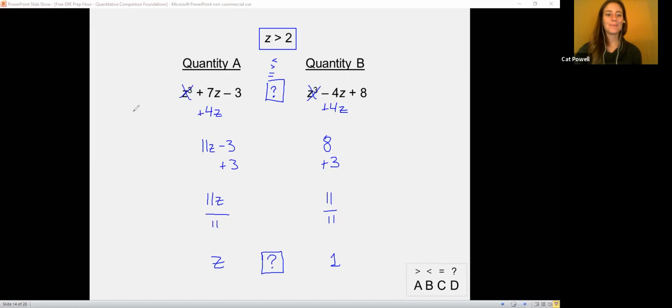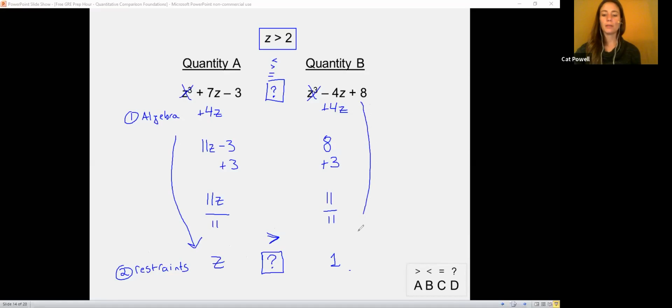Yep. Exactly. So I do algebra first, and then I check restrictions. Yeah, exactly, Conlin. I know that z is greater than 2, so z is definitely greater than 1, because they tell me z is greater than 2. So I do my algebra, and when I do the algebra, I'm not solving for what z is. I'm just simplifying both sides. So I'm saying, okay, my new quantity A is here. My new quantity B is here. And I can immediately see.